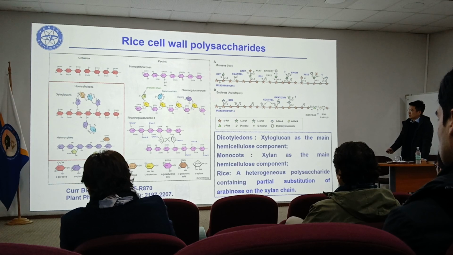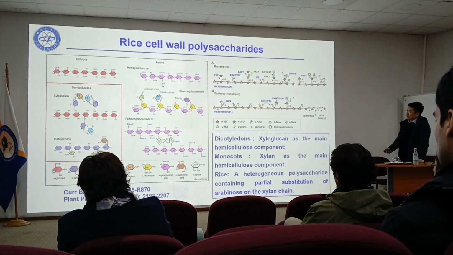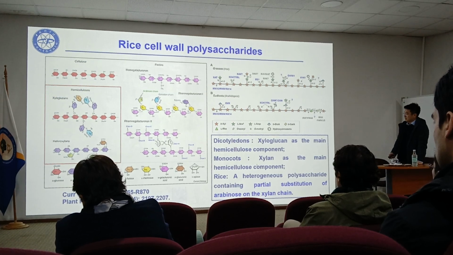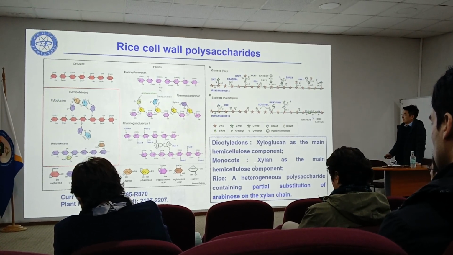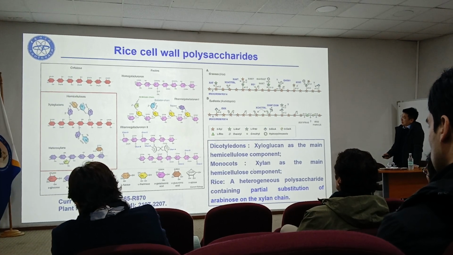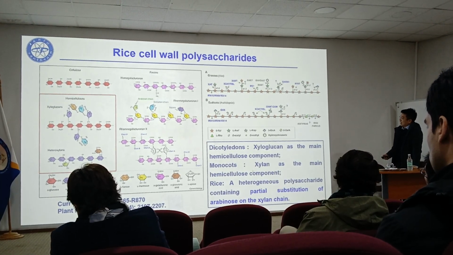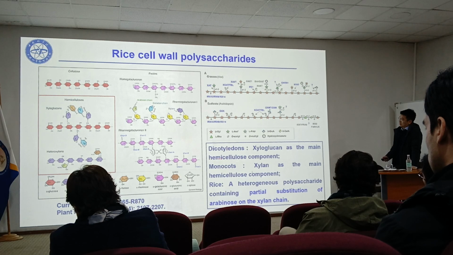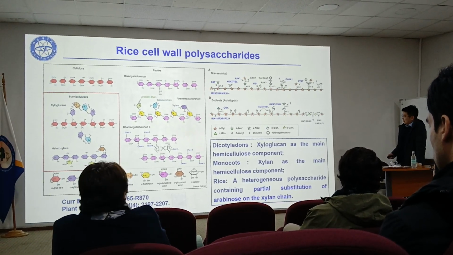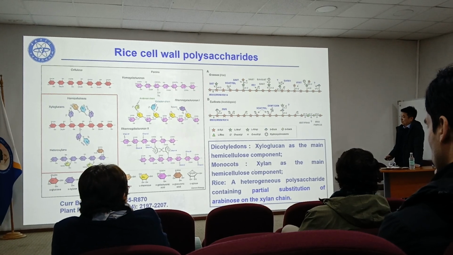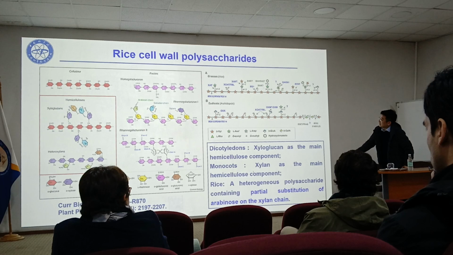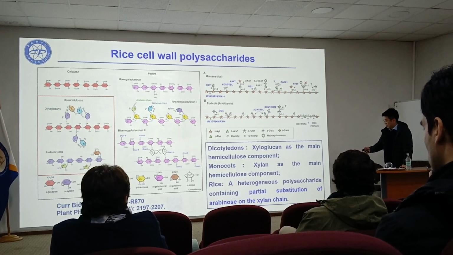Maybe in future some new paper where I found something strange, not like this. And now this is commonly seen in the dicot plants. The xyloglucan is a main hemicellulose component. In monocots, the xylan is the main hemicellulose component. These are the different polysaccharide structures.